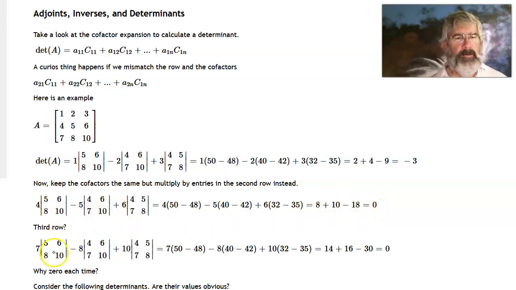Try it with the third row. So again, same cofactors, same 2 by 2 determinants there. But instead now of the second row, I'm using the third row for these entries. So the 7, 8, 10, and I get 0. Coincidence? No, it is not.